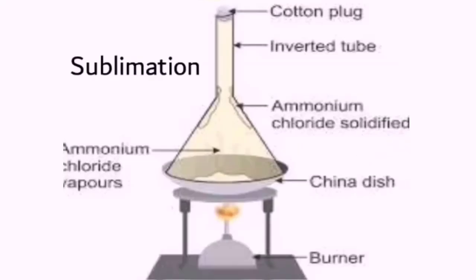Now in case of sublimation, if we heat a substance, then the solid substance, instead of changing into liquid, changes directly into the vapor form. This means that it is skipping one state. Therefore, this is known as the process of sublimation. The best example is solidified ammonium chloride.